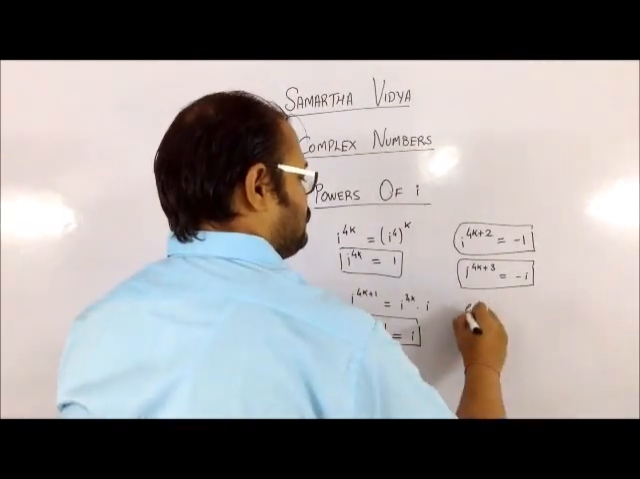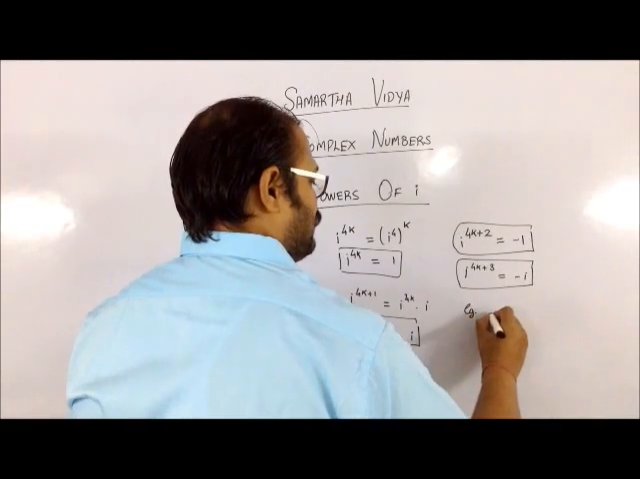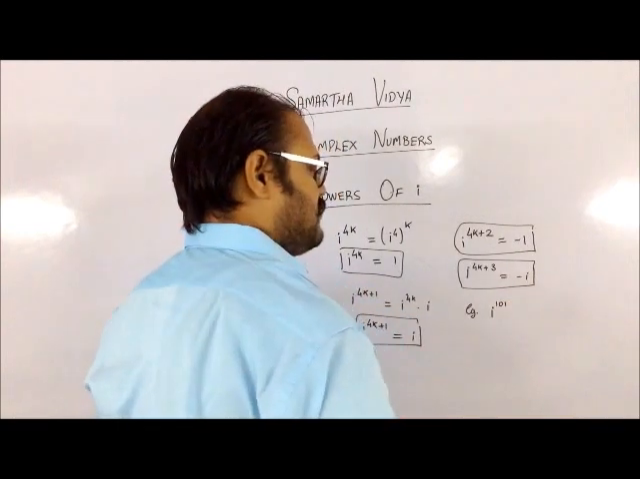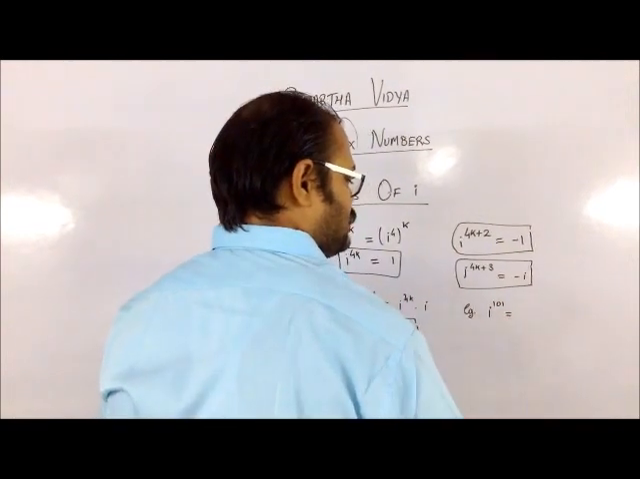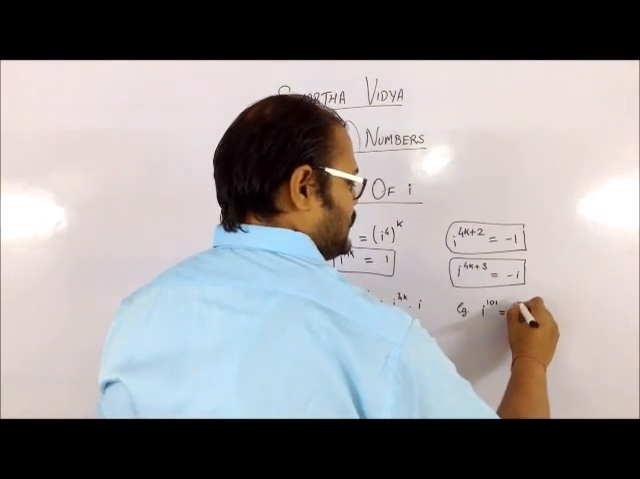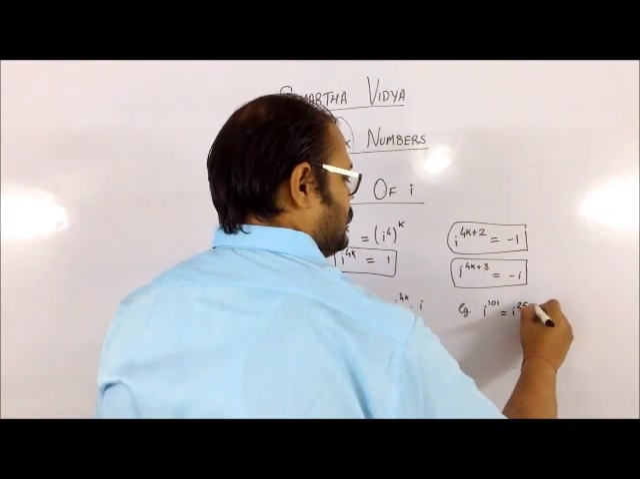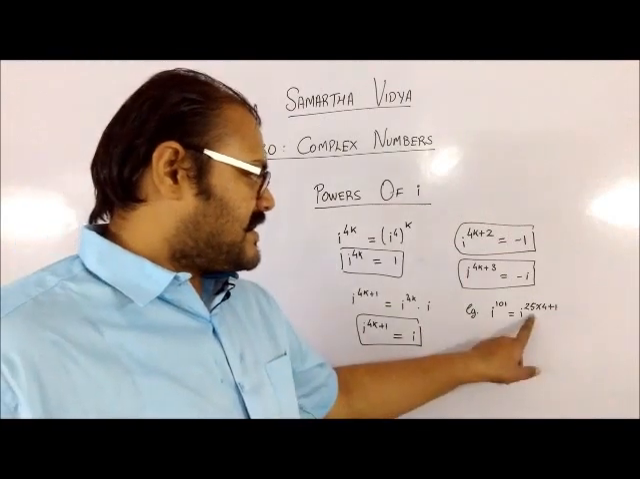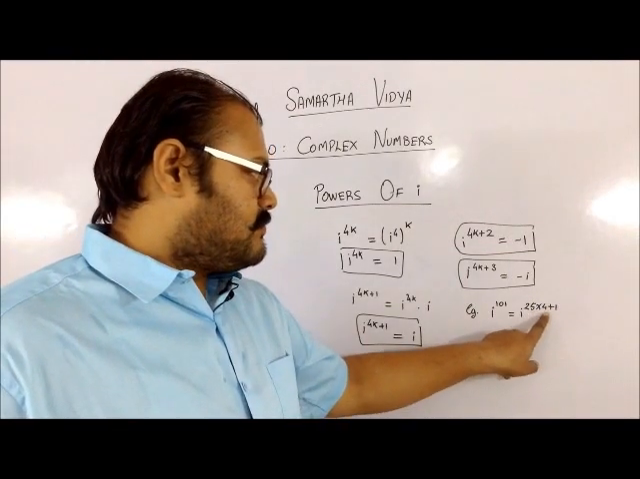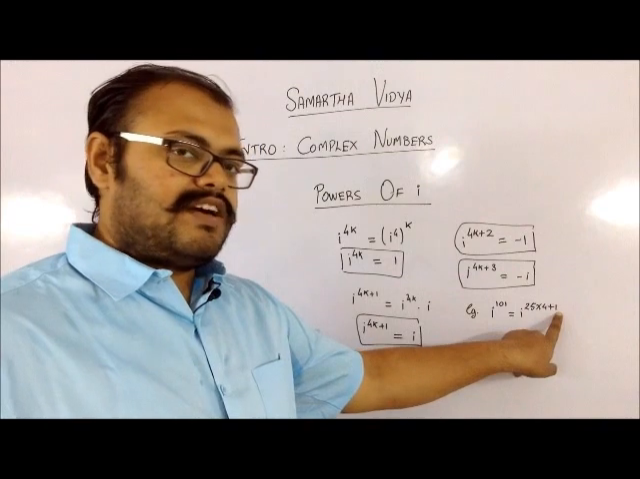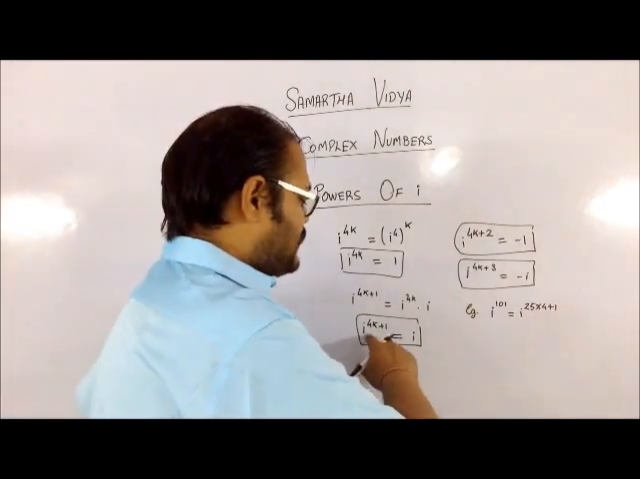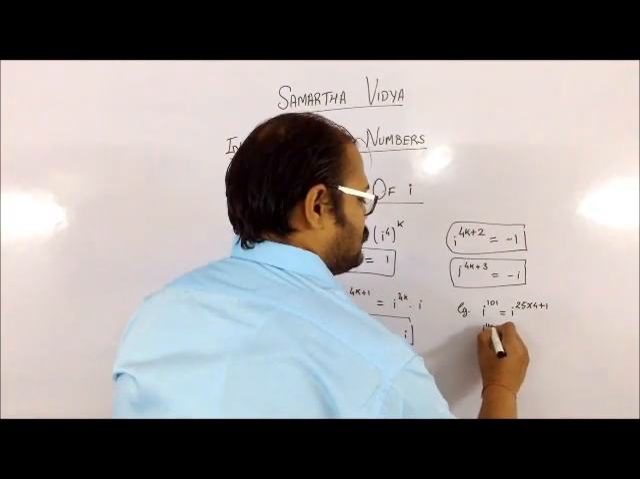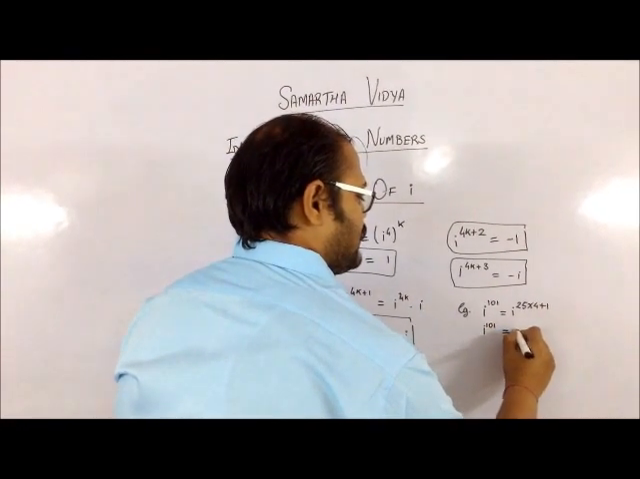So example, if I want to find what is i raised to 101, i raised to 101 can be written as i raised to 25 into 4 plus 1. So what do you see is that my i is raised to 4k plus 1. So i raised to 4k plus 1 has a value i. So that is why i raised to 101 will have value i.